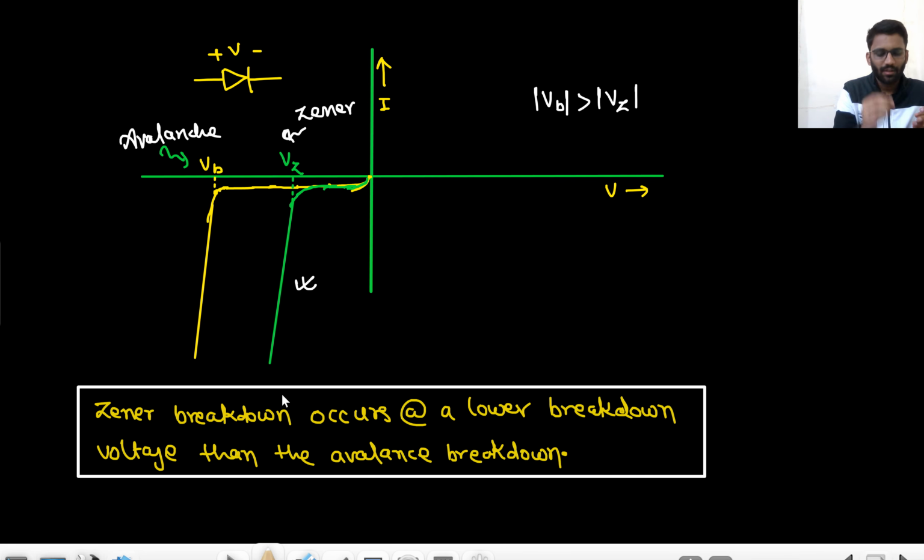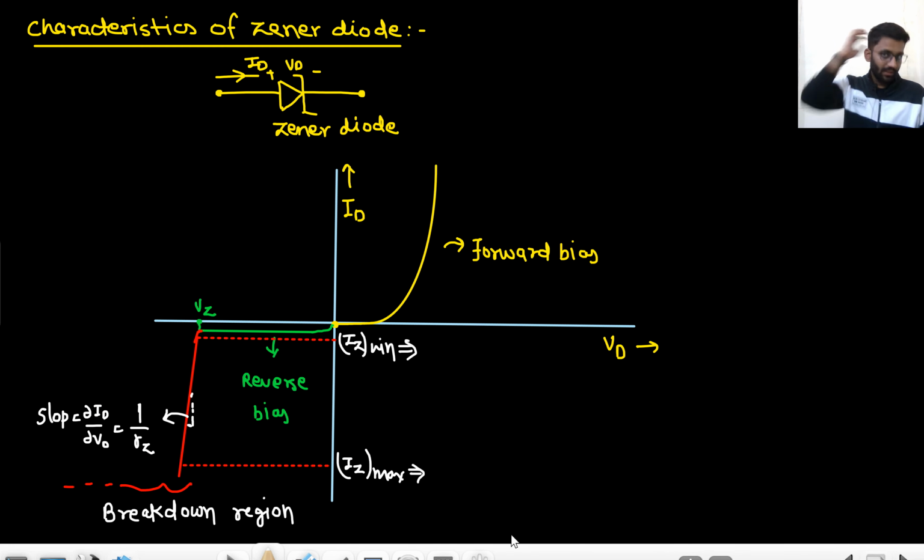I'm pretty sure what they will ask is what is the reason of avalanche breakdown and what is the reason of Zener breakdown. The Zener breakdown reason is the electric field, and the avalanche breakdown reason is high energy free electrons. That's it. Okay, so this is the summary. Now we will study the characteristics of Zener diode.